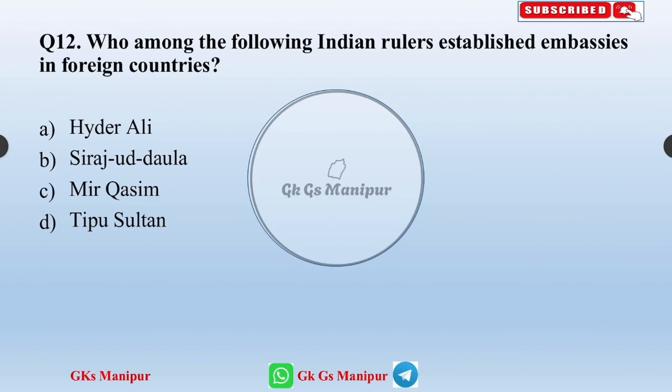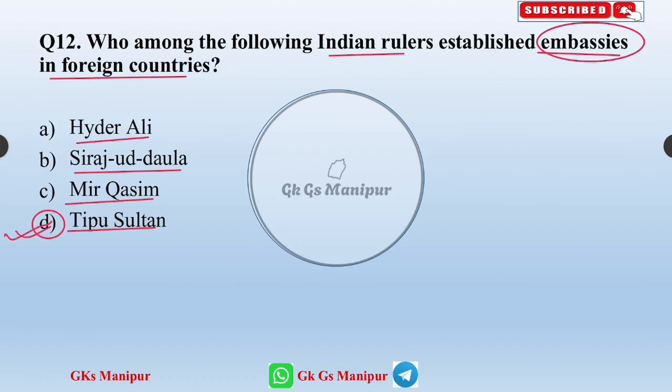With this question number 12, who among the following Indian rulers established embassies in foreign countries? Option number A Hyder Ali, option number B Shiraz Uddullah, option number C Mir Qasim, and option number D Tipu Sultan. And here the correct option is option number D Tipu Sultan.